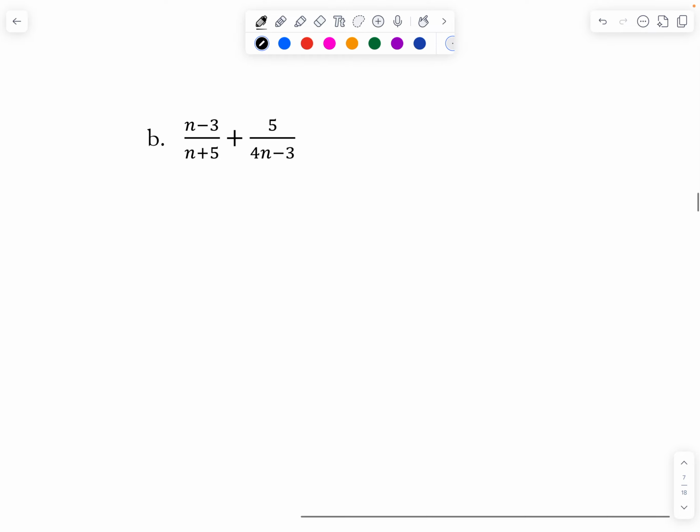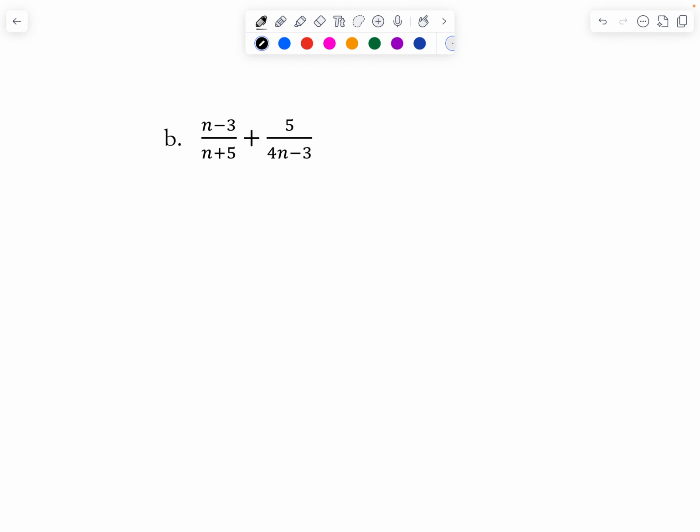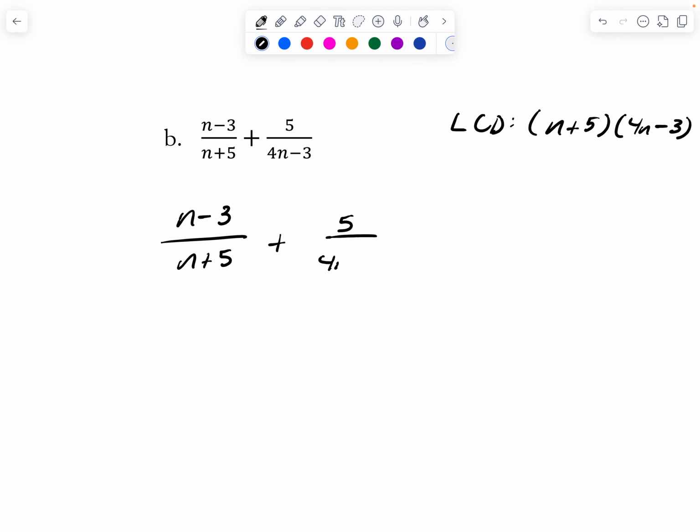Now, with addition or subtraction, we're trying to get a common denominator. Now, n plus 5 cannot be factored. 4n minus 3 cannot be factored. So the least common denominator is actually the two of these factors multiplied together. Now, I'm not actually going to multiply them out, but I write it like that. So when I copy this down, I can multiply top and bottom for each of these fractions by the factor that it needs. So this first expression needs 4n minus 3 in the top and the bottom, and the other expression needs n plus 5.